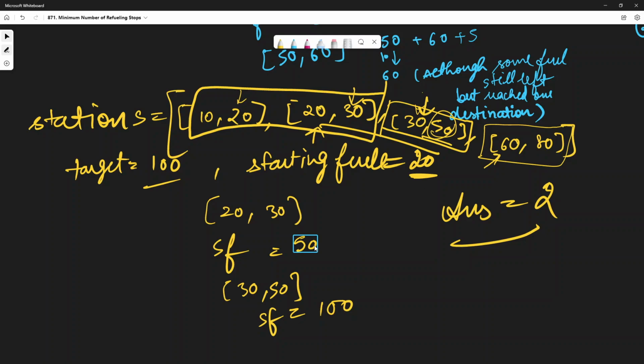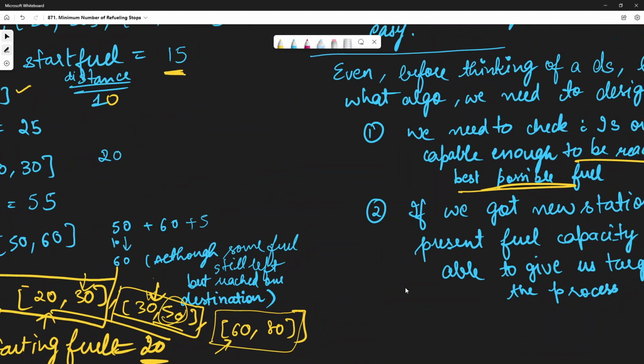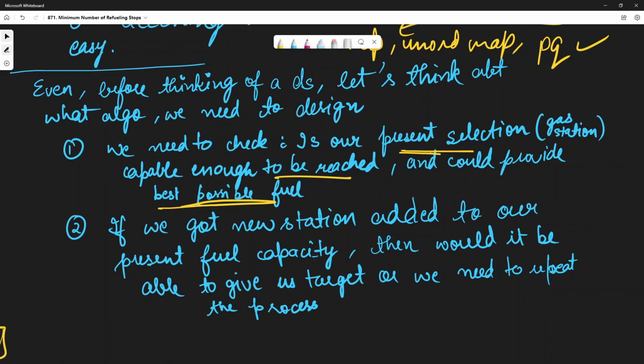And after it becomes 50, then we can easily go to this one also, and going to this we won't be able to go. So that's why we will be choosing this, and then we will add this 50 to our answer, and we will get the starting fuel as 100. And after getting our starting fuel as 100, what we would do next is, we can easily reach our destination 100. So that's why here the answer is basically 2. That is, we chose this particular and this particular. So now after this example, let me show you how we can come up with the algorithm.